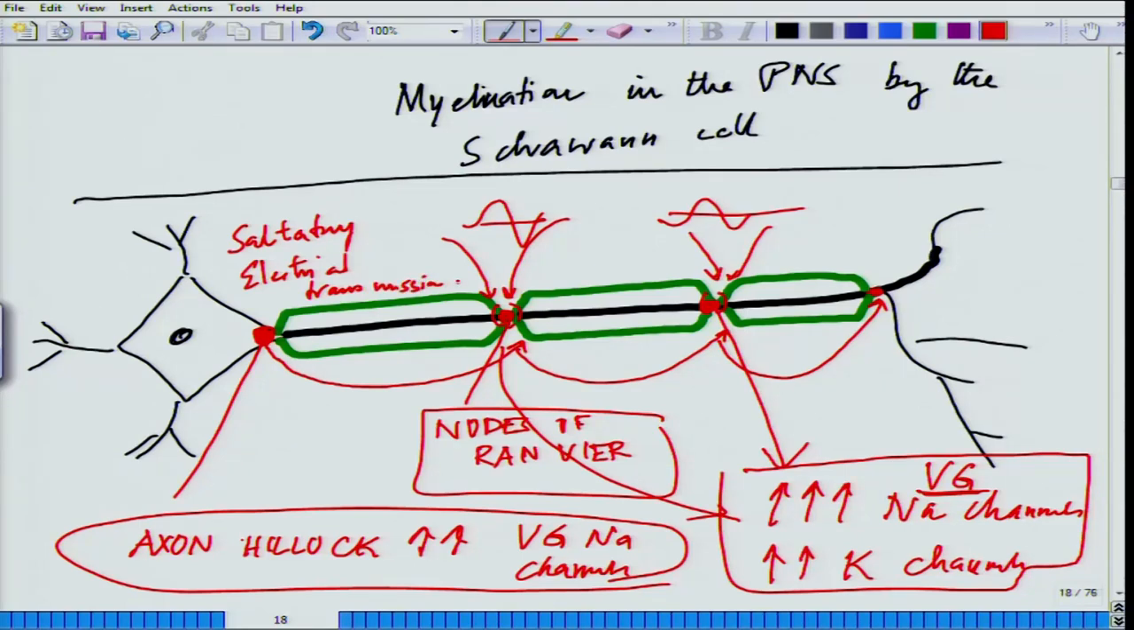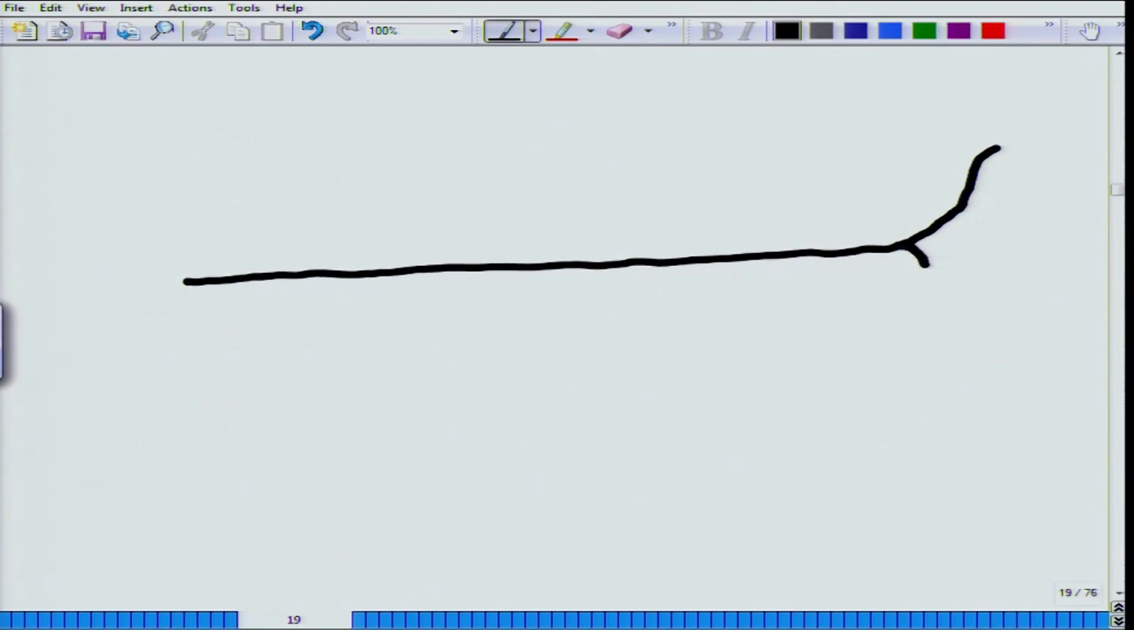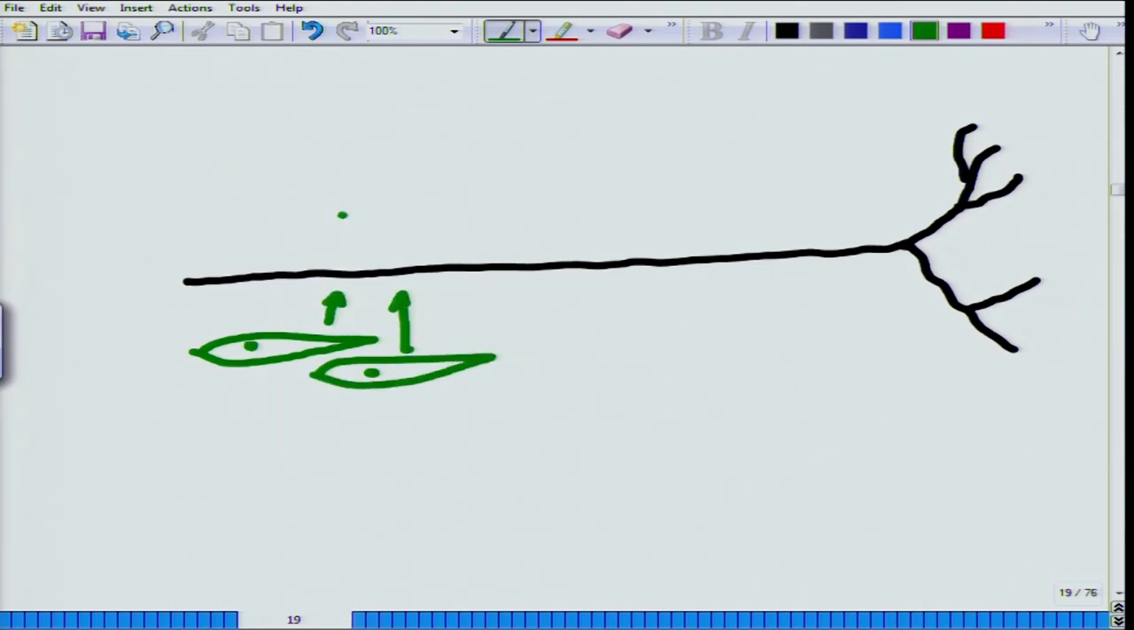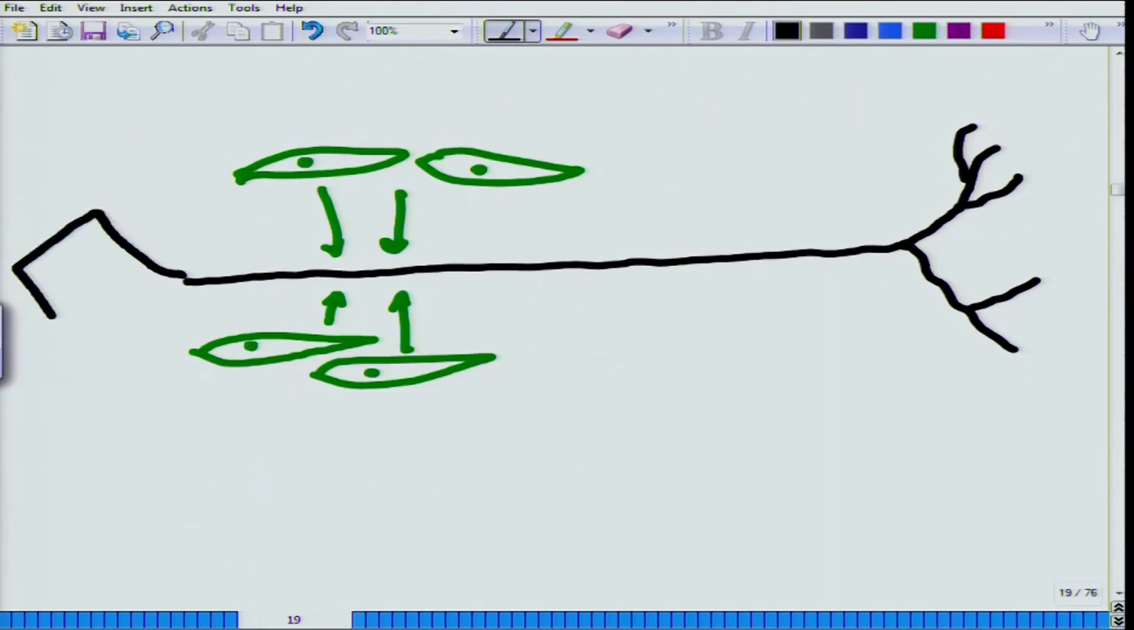Now, this is called the nodes of Ranvier. So, how is this green structure formed? How it is formed is very important, very, very interesting. It is something like this. Imagine this is the axon. What exactly happens in the beginning? Initially, a series of cells called Schwann cells come close. These are the Schwann cells. These are bipolar cells, and these are the glial cells. They come close to the axonal body of the neuron.